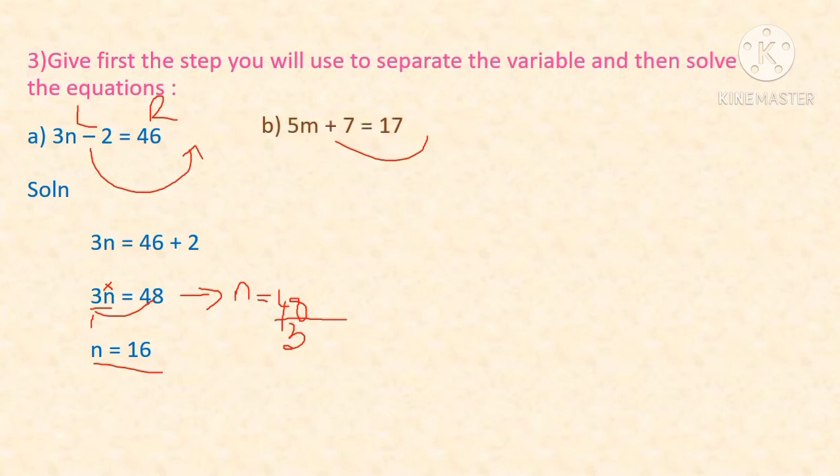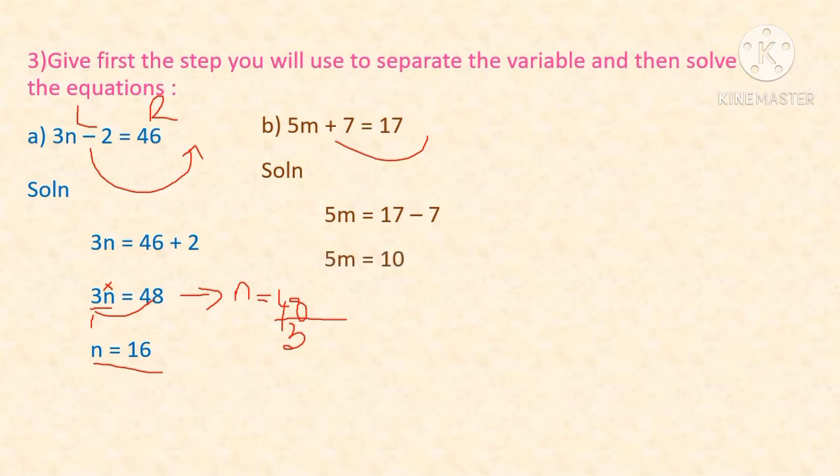5m plus 7 equal to 17. What you will do, children? 5m equal to 17. Bring this plus 7 to the right hand side. It becomes minus 7. Look here. Solution. 5m is equal to 17 minus 7. This plus 7 you are bringing to the right hand side. That's why minus 7. 17 minus 7, you all know the answer is 10. So 5m equal to 10.